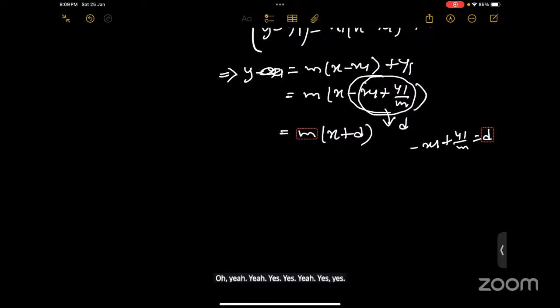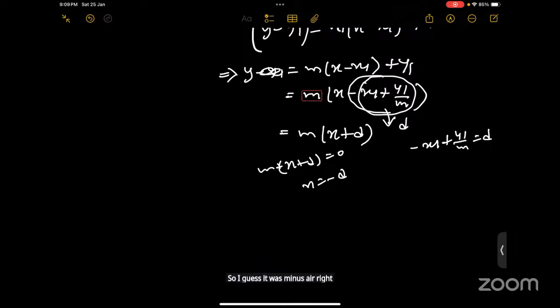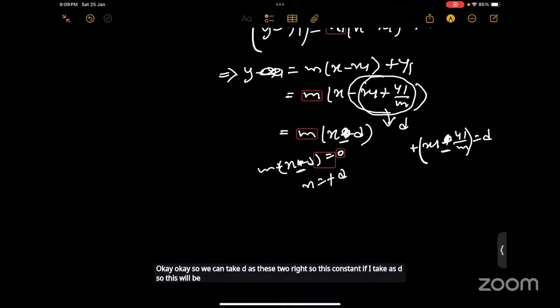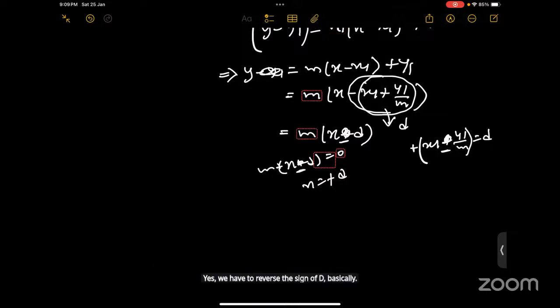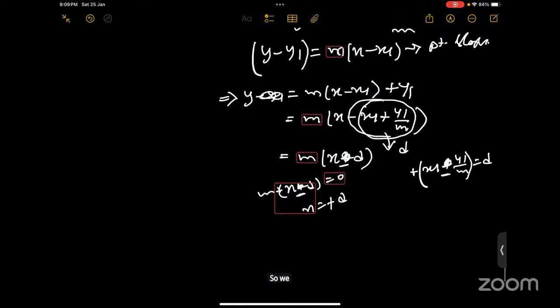So for the x-axis, you have to take y equals 0, right? So we will get m into x plus d equals 0. That means x will be equal to minus d. So I guess it was minus here, if I'm not wrong. Yes, ma'am, it will be y equals mx minus d. So we have to reverse the sign of d. I just take the constant d as x1 minus y1 by m.